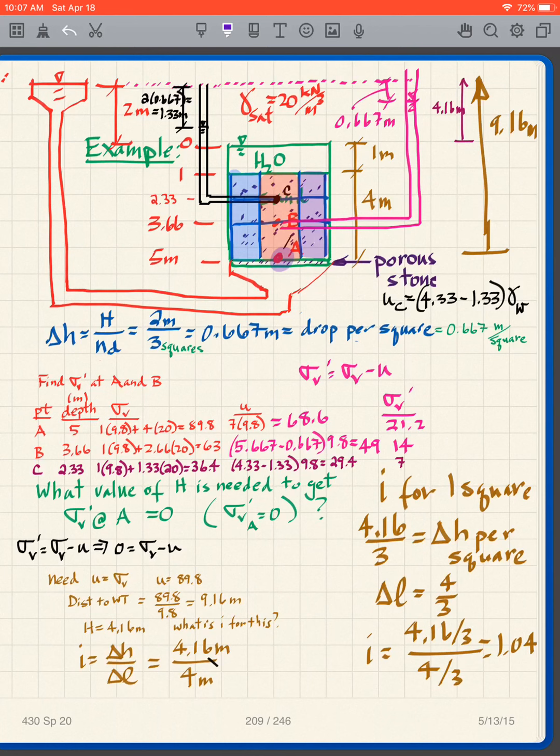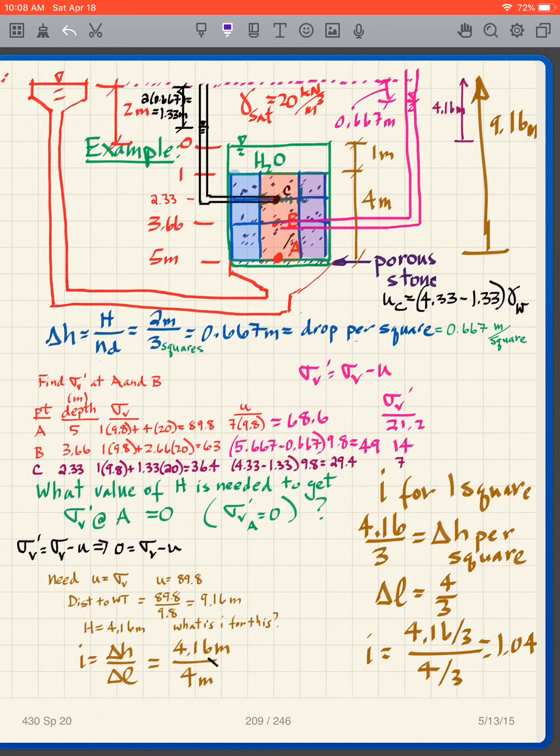In other words, the distance from point A to the top up here has got to be 9.16 meters. If that's 9.16 meters, then the distance from this water level to this upper level has got to be 4.16. So my H would be 4.16 meters to get that. If H is 4.16 meters, then I know that sigma V prime at A is equal to 0. All right.